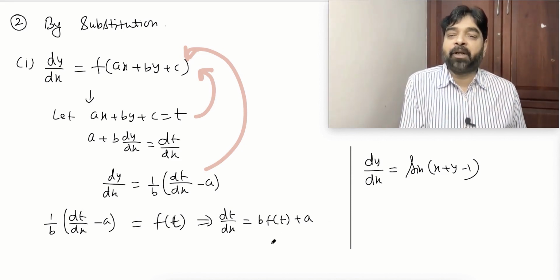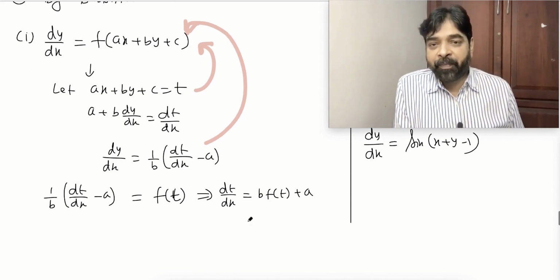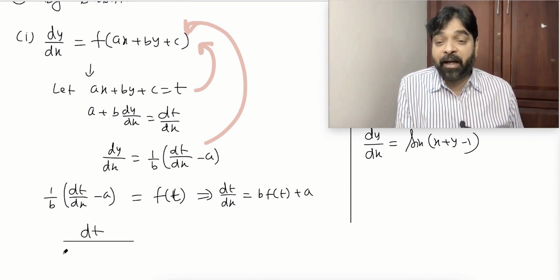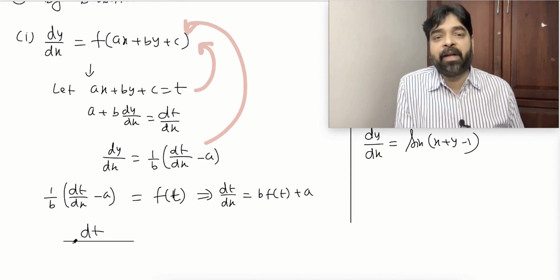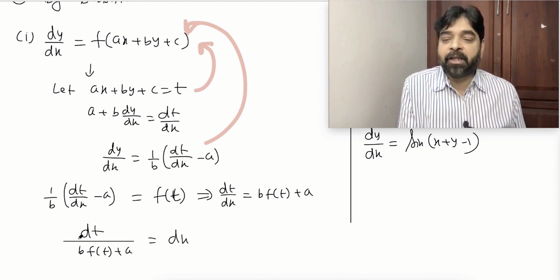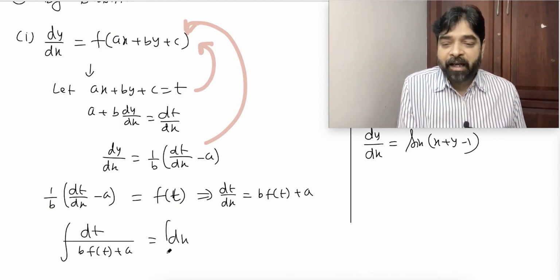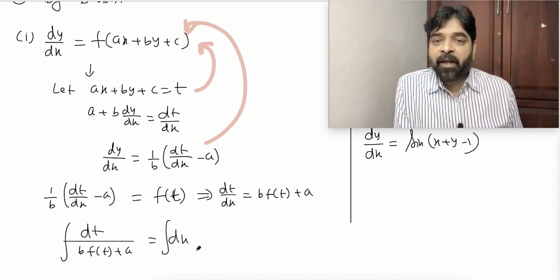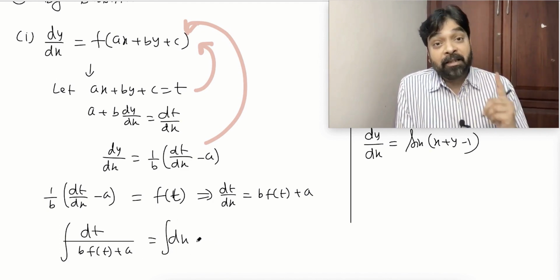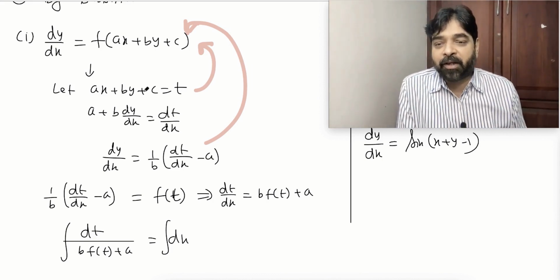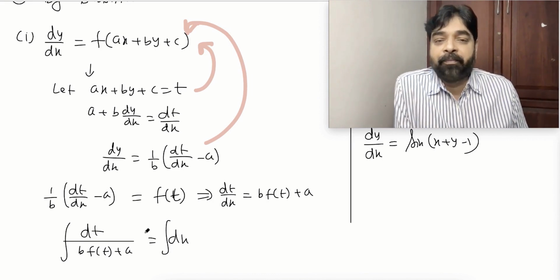Now I hope all of you understood why I did all this drama. Now from here I can separate the variable. Finally we have to land up at variable separation because that is the only way to solve the question. So we'll get dt by (b f of t plus a) equal to dx. You can see the t variable one side, the x variable another side, and after that we can do integration and get the answer. The answer you will get in terms of t and x. Put back the t value from the original equation, and you will get the final solution.